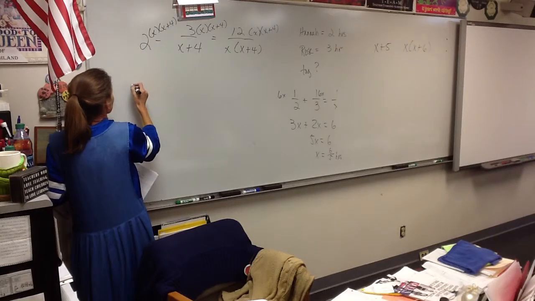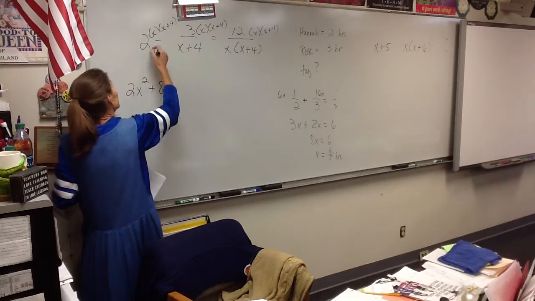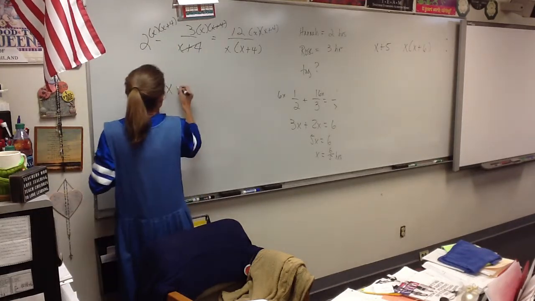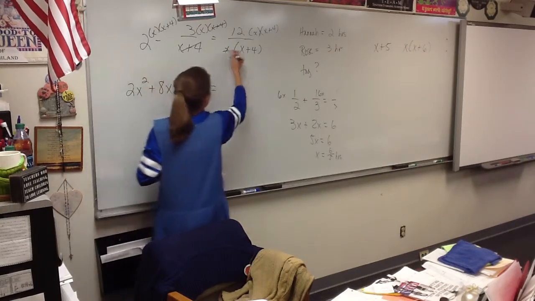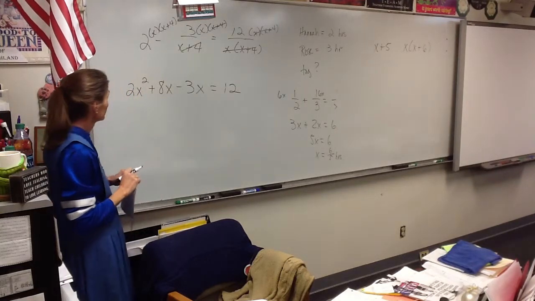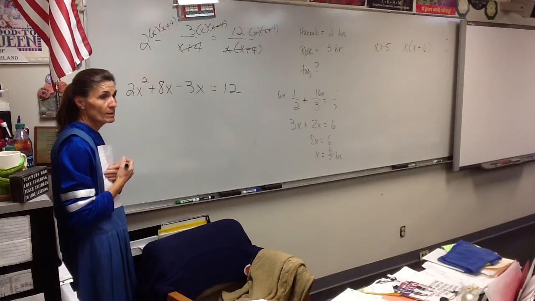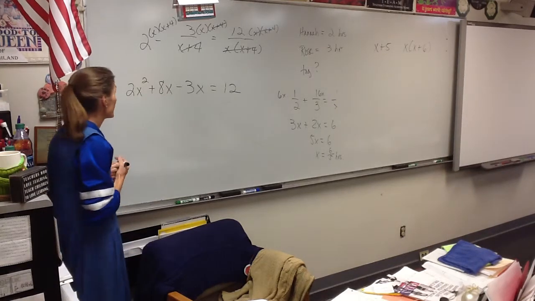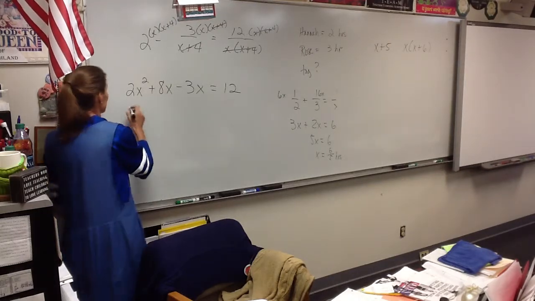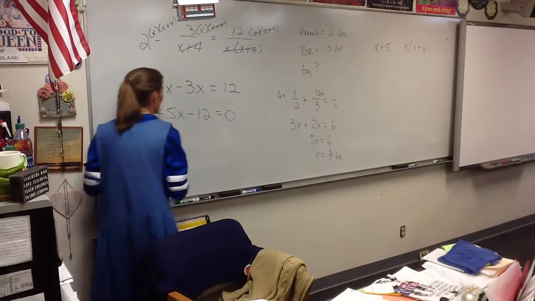Nothing cancels there, so I have 2x squared plus 8x minus 3x equals 12. Does that look okay to everybody? And what kind of equation is that? Better. So we get it set equal to 0, like terms, get it set equal to 0.